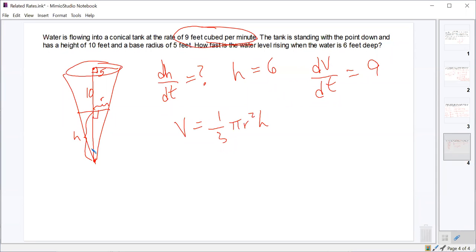Similar triangles, right? Because they share this angle down here in the bottom. And so an angle and another angle that are congruent proves triangle similarity, angle-angle. So that tells us that the ratio of the radius to the height, 5 to 10, is equal to the ratio of the radius to the height of our cone of water as it fills up. So what does r equal? r is equal to 5h over 10, or just h over 2. Everybody good with that? Agree with that?